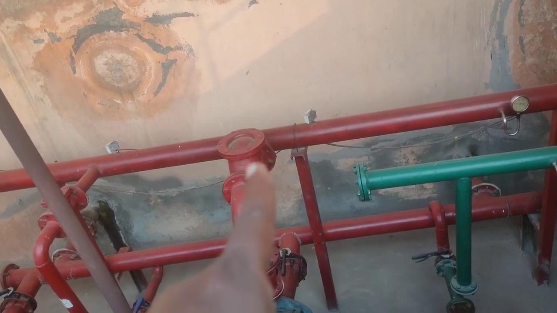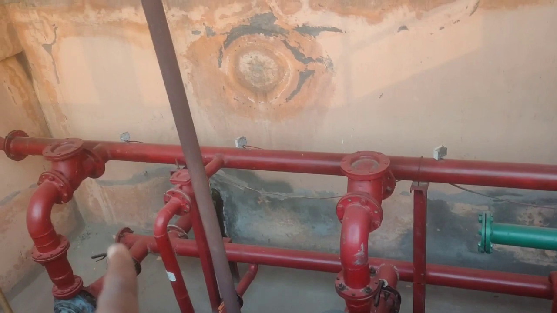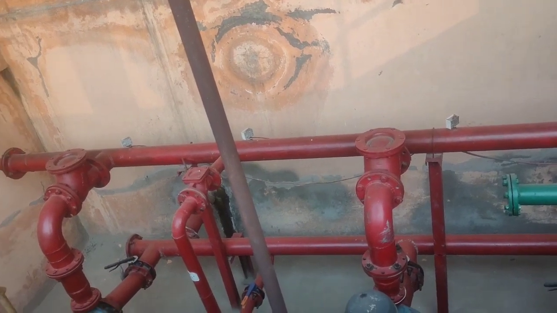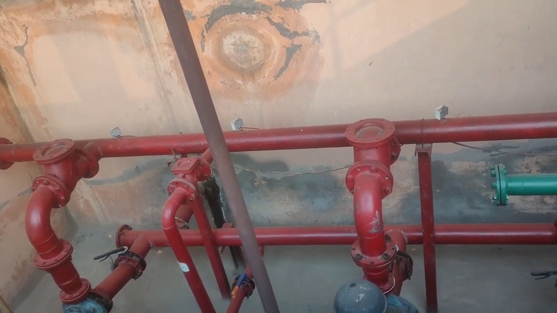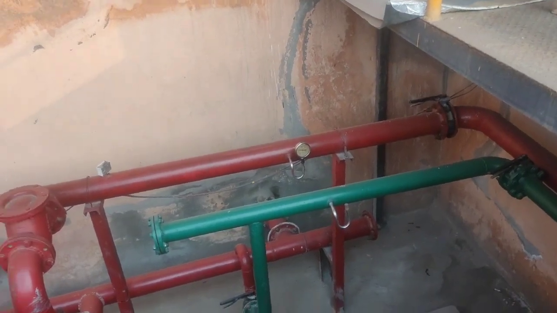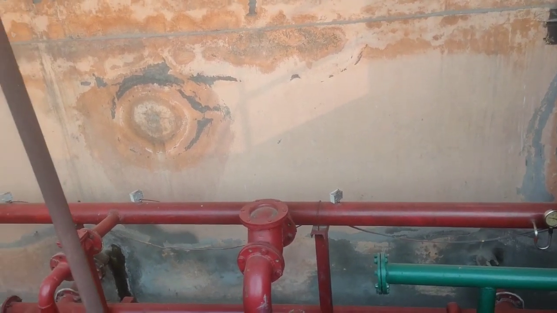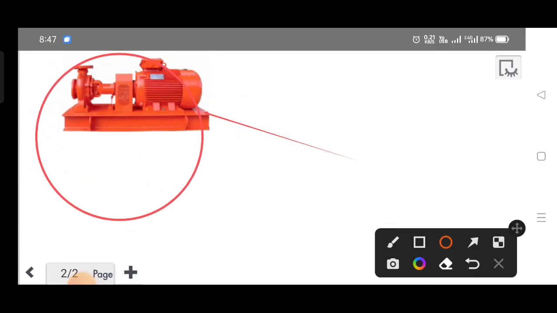The jockey pump is a small pump connected to the fire sprinkler system and maintains pressure in the sprinkler pipes. This is to ensure that if a fire sprinkler is activated, there will be a pressure drop, and the jockey pump will be activated to overcome the pressure drop. This is the diesel standby pump. This is the jockey pump, connected to the fire sprinkler system.